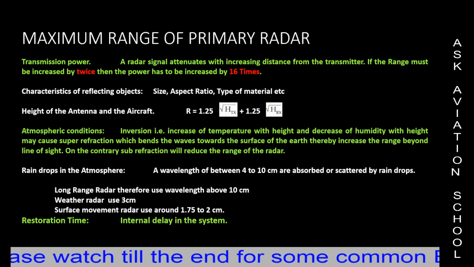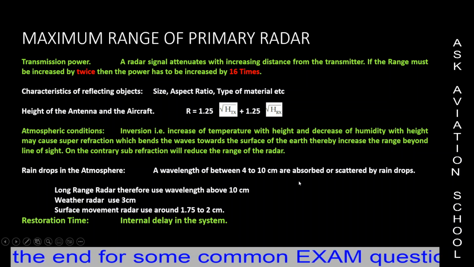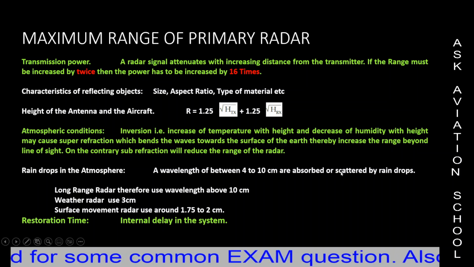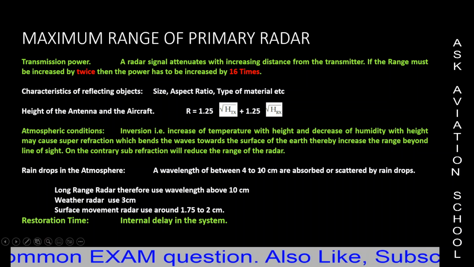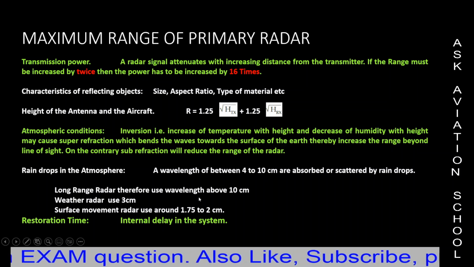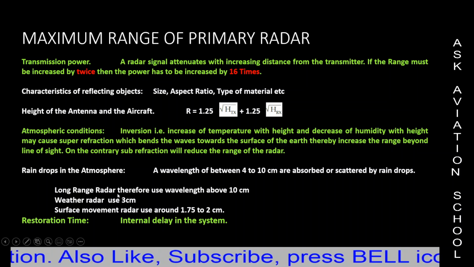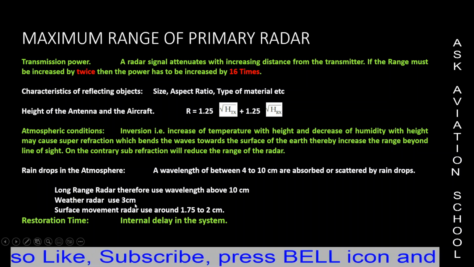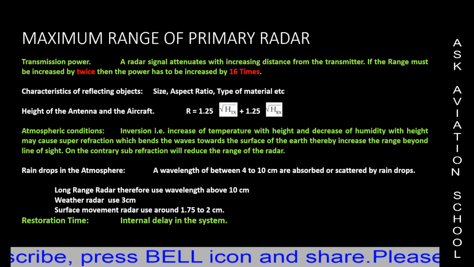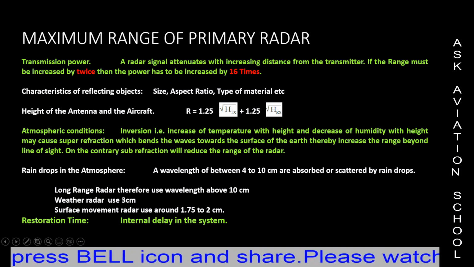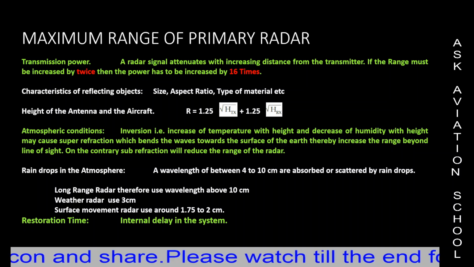If there is rain in the atmosphere, wavelengths between 4 to 10 centimeters are absorbed or scattered by the raindrops. So you will have a weak return on a ground radar if you use a wavelength of 4 to 10 centimeters. Therefore, a long range radar will normally have a wavelength which is more than 10 centimeters, and the airborne weather radar will use a wavelength of around 3 centimeters, and surface movement radars will use a wavelength of 1.75 to 2 centimeters. And it will also depend upon the restoration time, which is a delay inside the system.